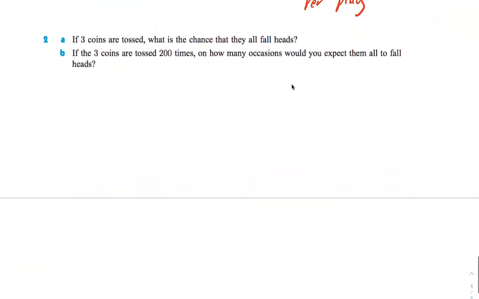Okay, the last one. If 3 coins are tossed, what is the chance they all fall heads? So we're tossing 3 coins. So my first coin, my second coin, my third coin. What's the odds of getting heads? Well, 1 out of 2. What's the odds of getting heads here? Well, 1 out of 2. Odds of getting heads the third time? 1 out of 2. Doesn't change. Multiply them all together, you get 1 out of 8. So if you toss 3 coins, the odds of getting all heads will be about 1 out of 8 times.